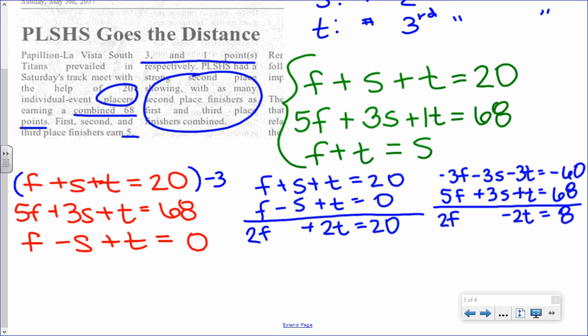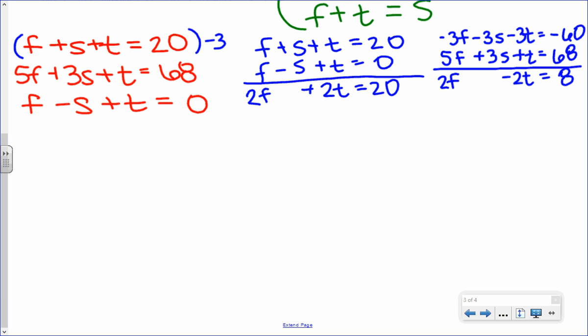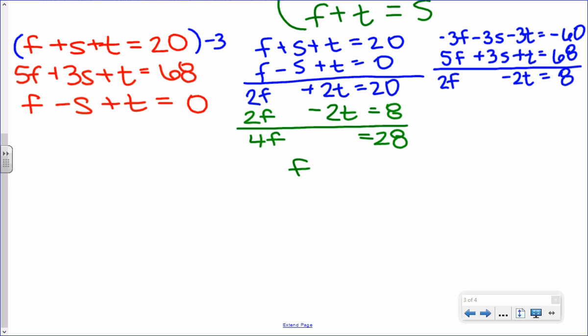Right? What can we do with those 2 equations? We can use elimination on those 2, right? We can take this equation right here to get 4F equals 28. 4F equals 7. We have 7 first place finishers.